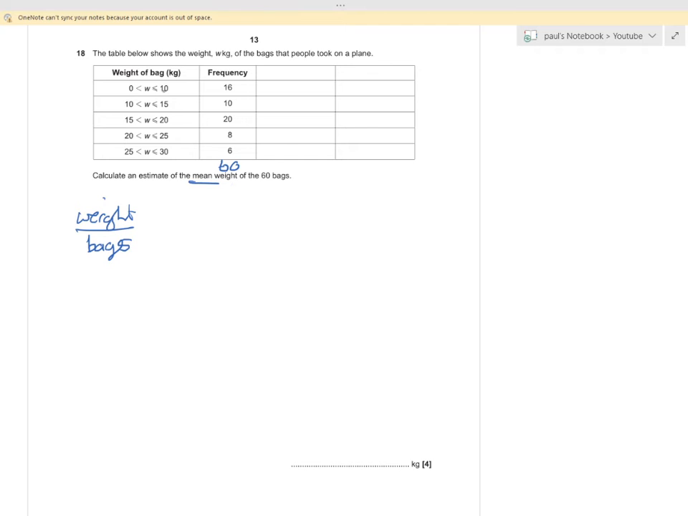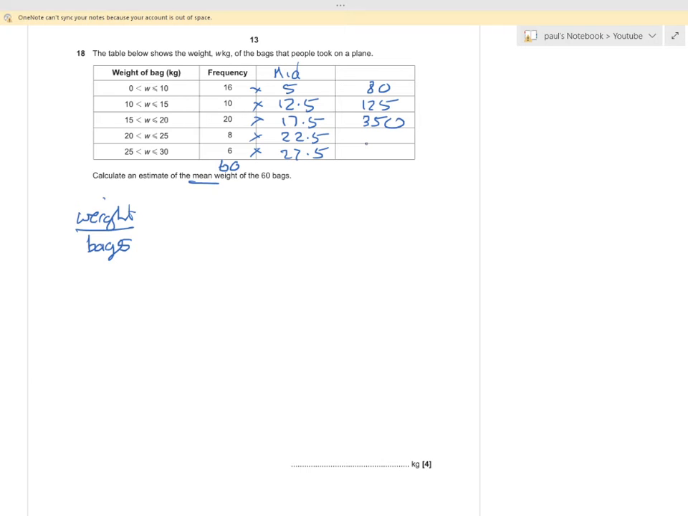Calculate the mean weight. So we need a midpoint here, a midpoint. So this is 60, so we're going to call that mid 5. What's that, 12.5, 17.5, 22.5, and 27.5, and multiply these numbers together. Oh, that's 125, I can get that one. So 16 times 5 is 80, and this will be the total weight. 20 times 17.5 is 350.